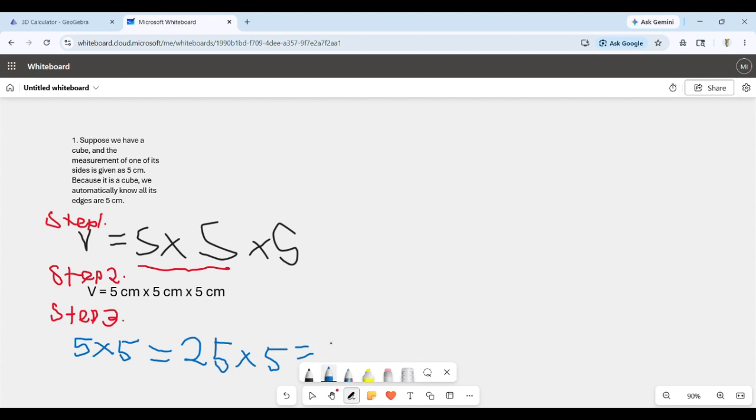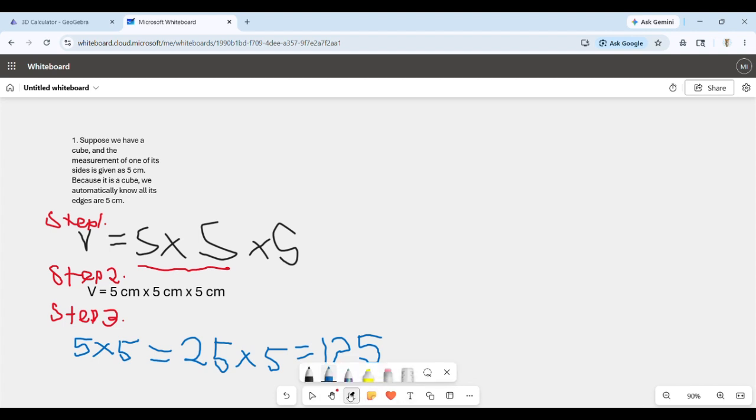Yes, excellent. 25 times 5 is equals to 125. Correct. So now we have a value of 125.